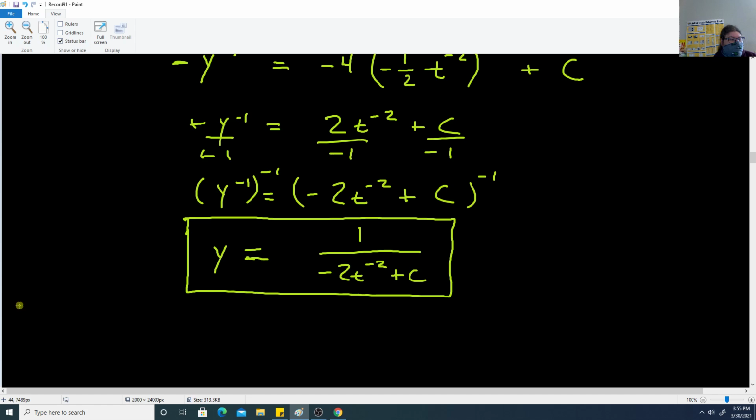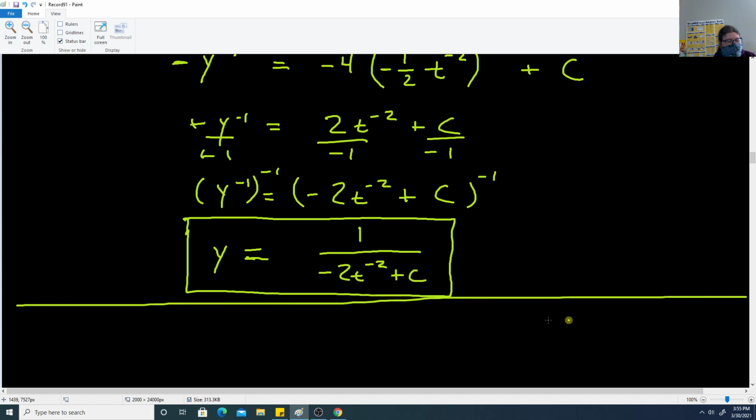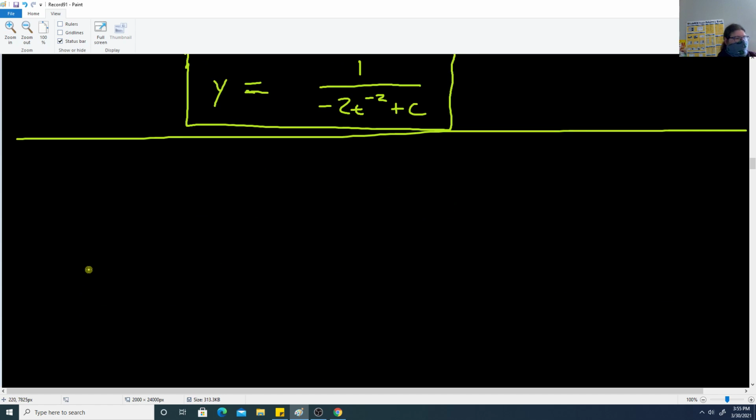Okay, so that's problem 16. Let's look through problem 18 and do that one as well. That's another find the general solution.